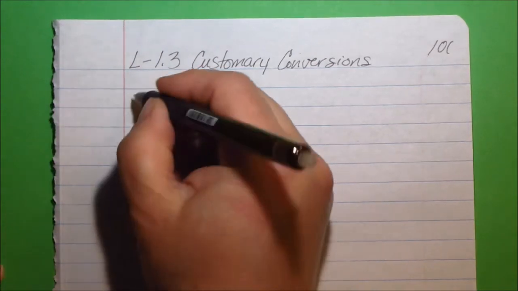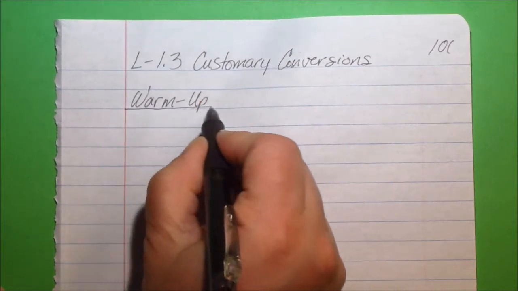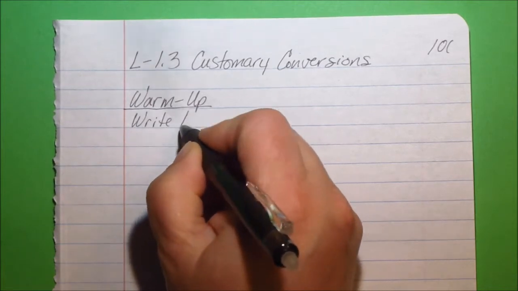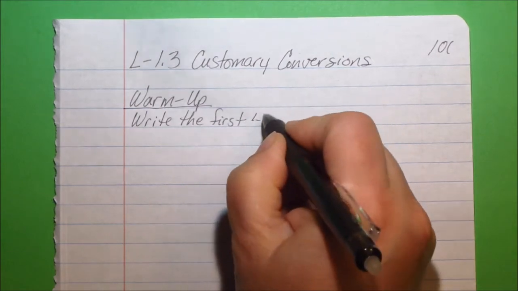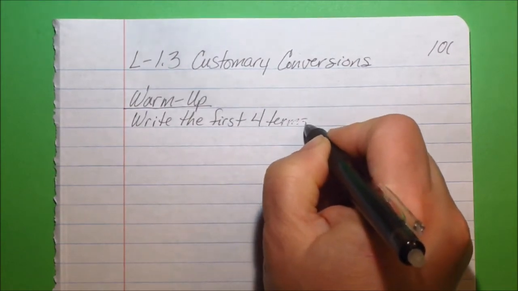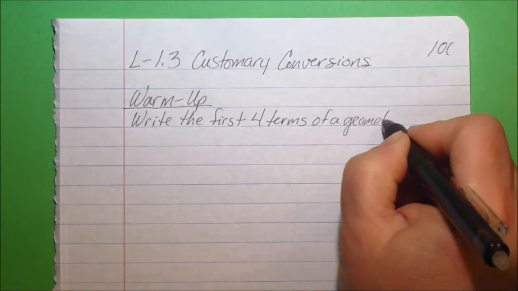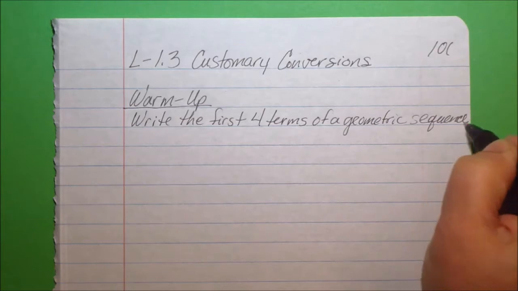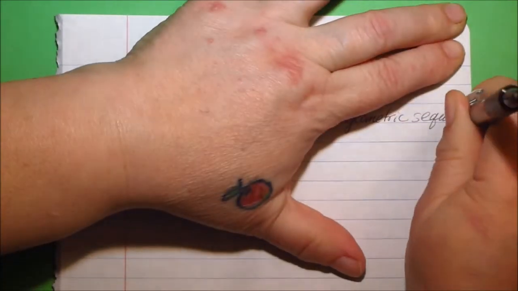And starting with a warm-up, we have: write the first 4 terms of a geometric sequence. Now, if you don't remember how to do this, refer back to lesson 1.2. That's where we learned how to do these. Oops, I shouldn't have put a period there. We're not actually done with this sentence.